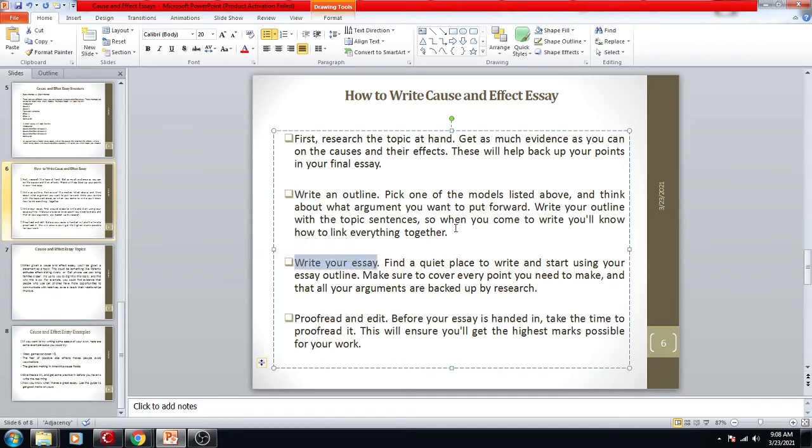Having done this, the pre-writing stage, now you're ready to draft your essay. Find a quiet place to write and start using your essay outline. Make sure to cover every point you need to make and that all your arguments are backed up by research. Proofread and edit. This is the final stage or step.